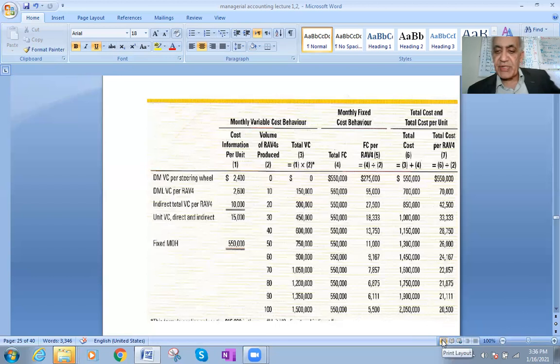I just want you to notice that we have some points from this figure after we finish it. First point is that the variable costs are increasing as long as we are increasing the volume of production. Let's say here the variable cost was 150,000 on the level of 10. When we produced 10 units, the variable costs were 150,000.